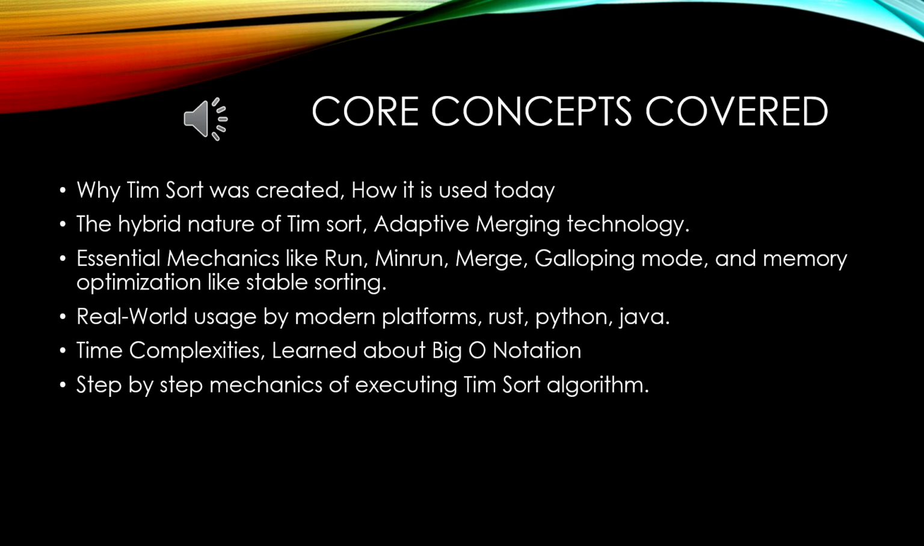So what did we cover? We learned about Tim Peters' motivation and how this algorithm became the standard for Python, Java, Rust, and even more programming languages. We explored the hybrid nature and the incredible efficiency of adaptive merging. We defined many key terms like run, min run, galloping mode, and stability. And finally, we walked through the 8 meticulous steps the algorithm takes to achieve its speed.